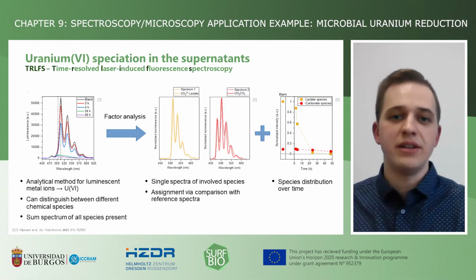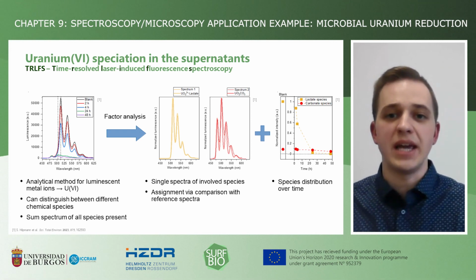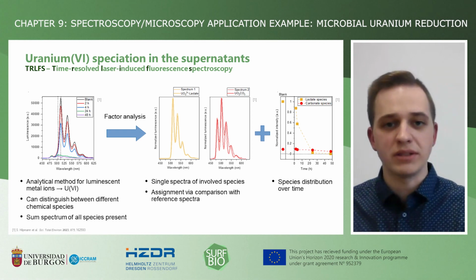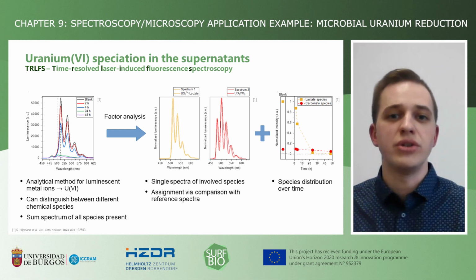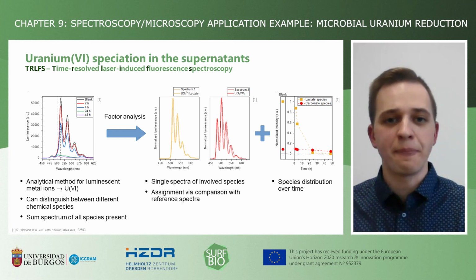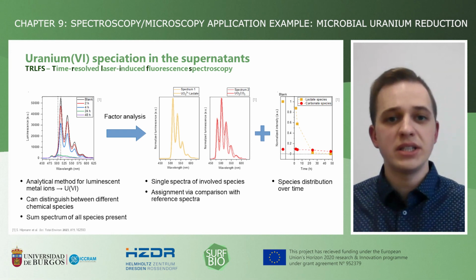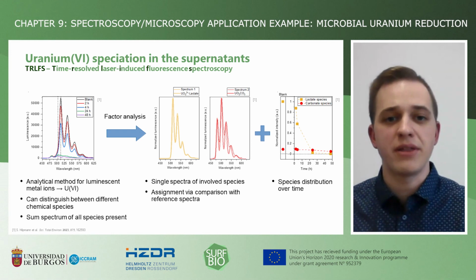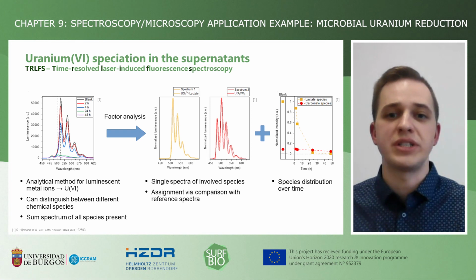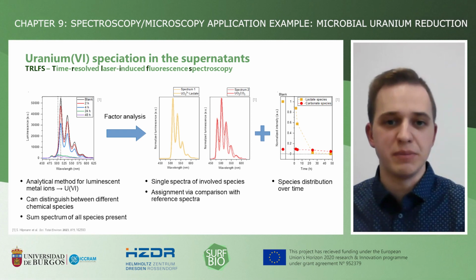Different studies showed that the uranium-6 reduction is speciation dependent, which means that not every microorganism is able to reduce every uranium compound. Therefore, it is crucial to know the initial uranium-6 speciation in your solution, as well as if it is changing over time. This can be done by different luminescence spectroscopic techniques. At our institute, we are often using the so-called TLFS method, which means time-resolved laser-induced fluorescence spectroscopy. This is an analytical method for luminescent metal ions like uranium-6. With the help of this method, it is possible to distinguish between different chemical species.